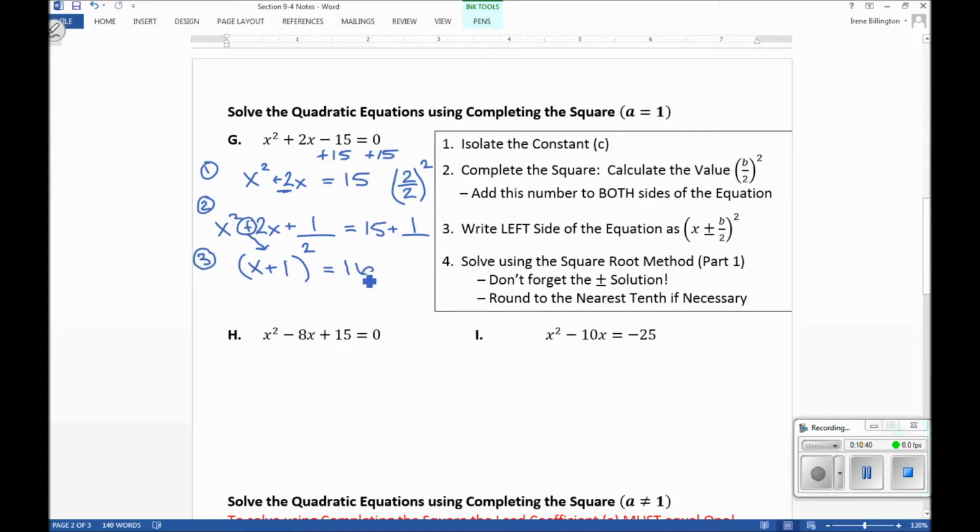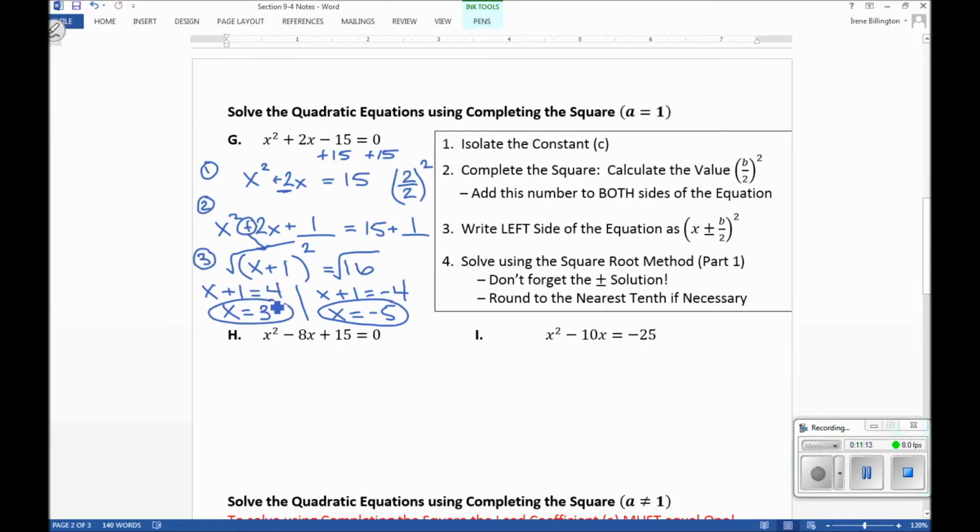Okay, our fourth step here is to solve using our square root method, which is what we just did in part 1. So we will square root each side of our equation, meaning we have 2 equations. x plus 1 equals 4, and x plus 1 equals -4. Subtract 1 from each side, x equals 3. Again, subtract 1 from each side, x equals -5. Those are my 2 solutions.